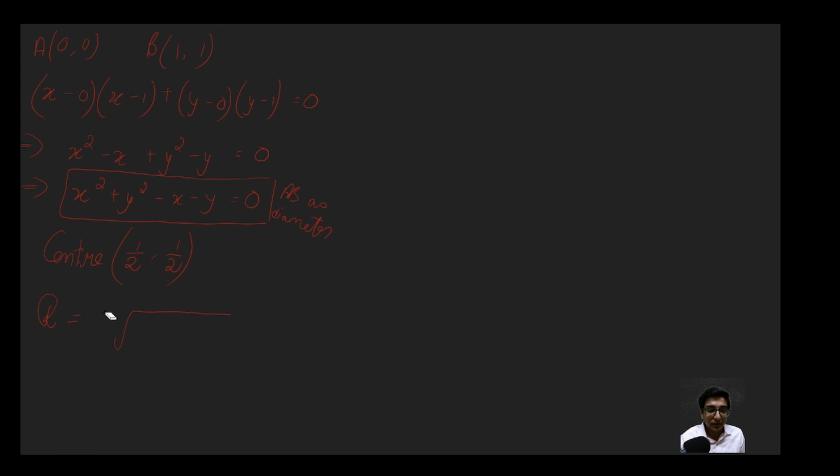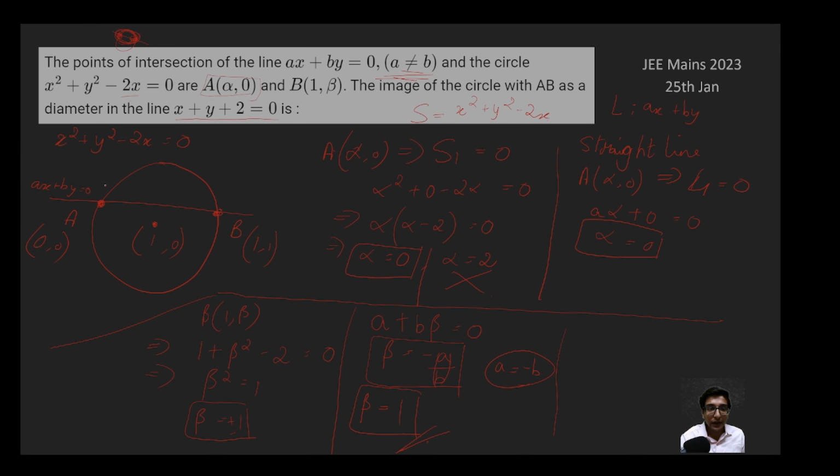So root under g square plus f square minus c is 0. So we get 1 by 2 root 2 to be our radius. So from here, we've gotten all the details about the circle that we have to find out. Now we have to find out the image of this circle in this line.